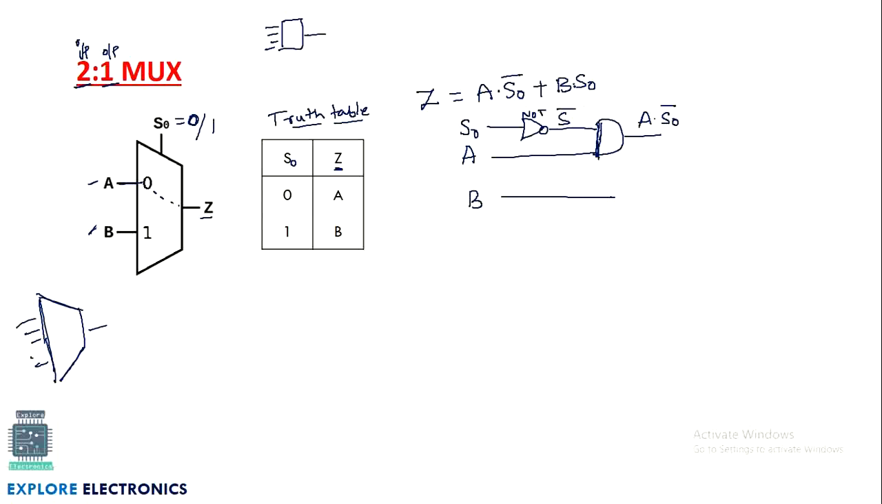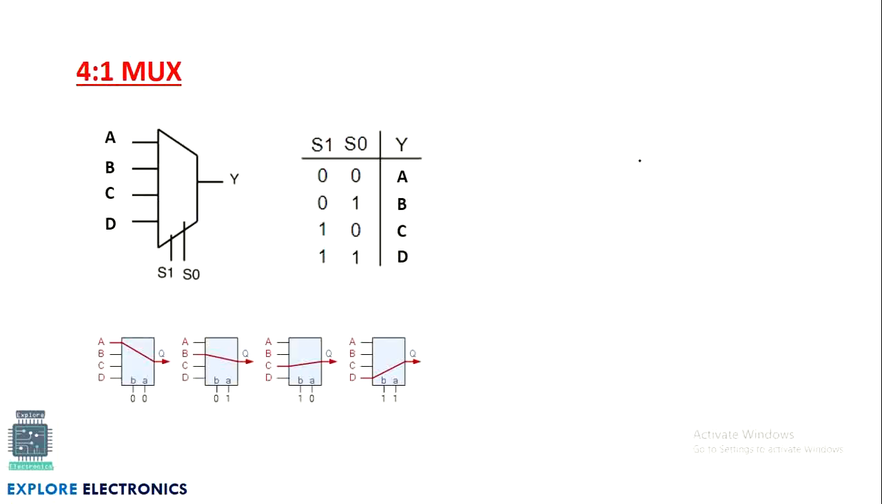And here we will have B dot S0, right? This is S0. I am taking this S0 here. This is B. I put one more AND gate and this is B into S0. Now we will have plus in between. So connect these two with one OR gate. This OR gate is the plus functionality. This gives the output Z, right? This is how the 2:1 MUX can be written.